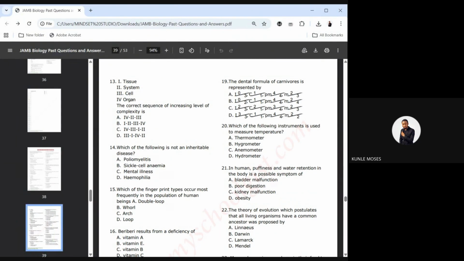The dental formula of carnivore is explained by what? The instrument that is used to measure temperature is what? Thermometer. So the dental formula of carnivores is what? Number 21. That's C. Incisor is 2 3. No.